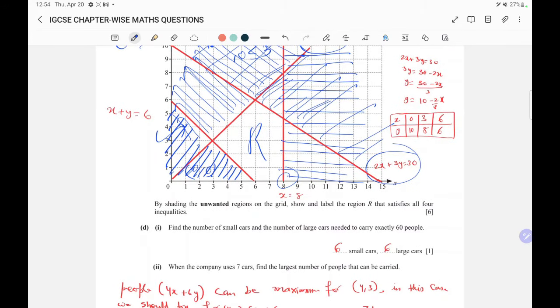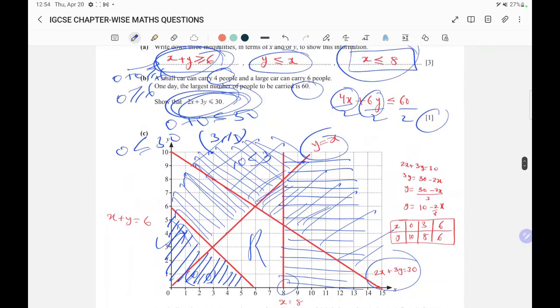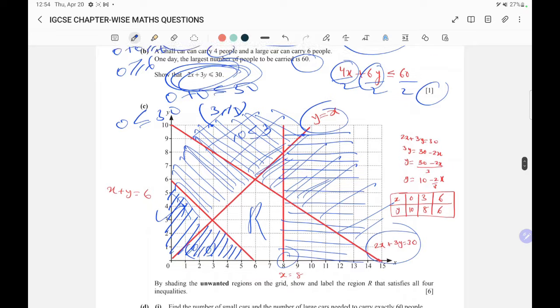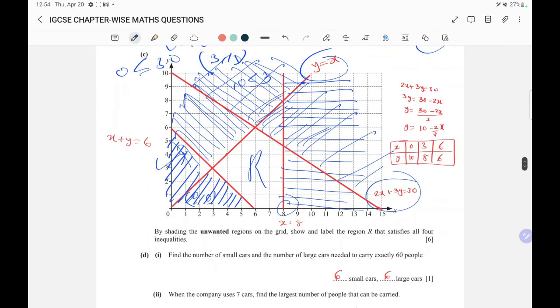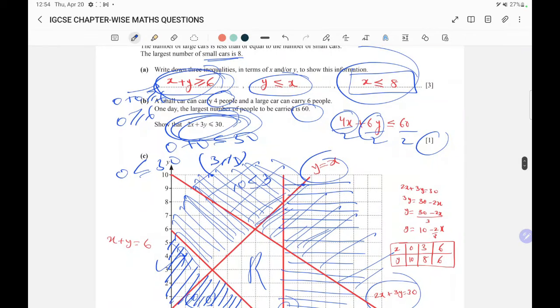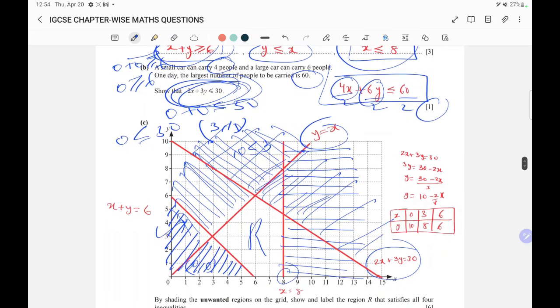Now find the number of small cars and number of large cars needed to carry exactly 60 people. So exactly 60 people right here. 4x plus 6y. Because x and y both should be maximum, which can come here, 6 and 6. See, 6 and 6.